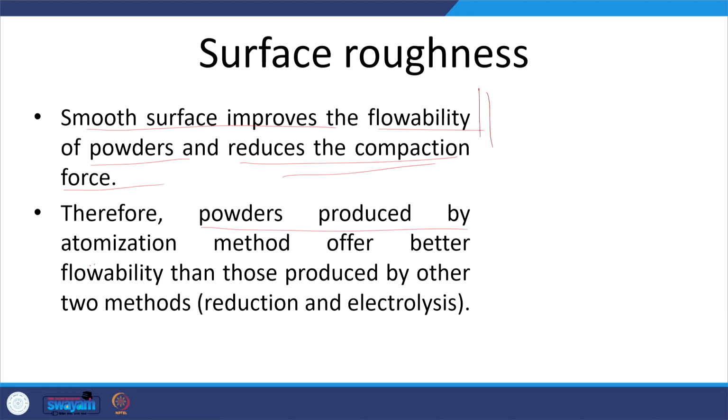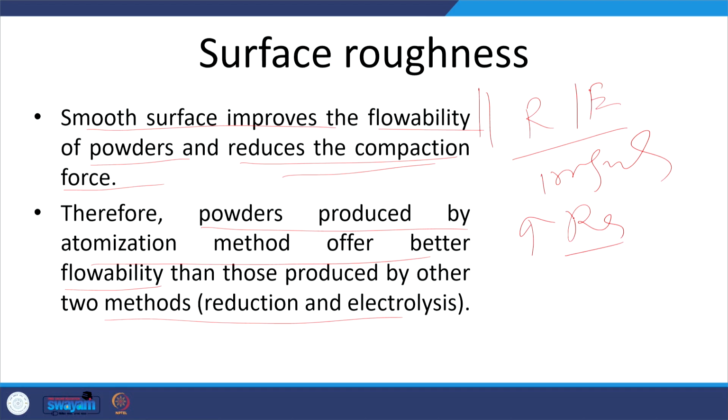Therefore, powders produced by the atomization method offer better flowability as compared to those produced by the reduction and electrolysis methods, because the reduction and electrolysis methods produce particles of irregular shape with rough surfaces, higher Ra, that reduces the flowability and also reduces the ease of compaction.